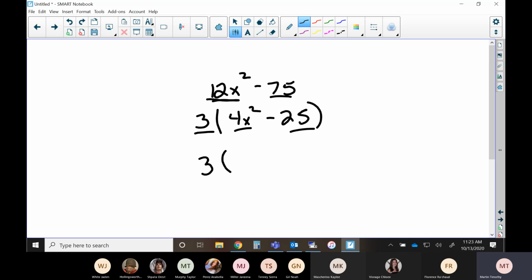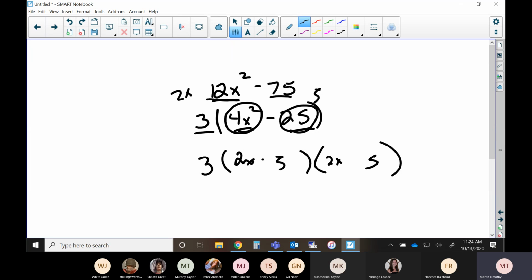And then what would be my answer down here? No. What's the square root of this? 2x, not just x. What's the square root of this? So it'd be a 2x and a 5, a 2x and a 5, one plus, one minus. Garrett, you with me? You sure? Questions on difference of squares?